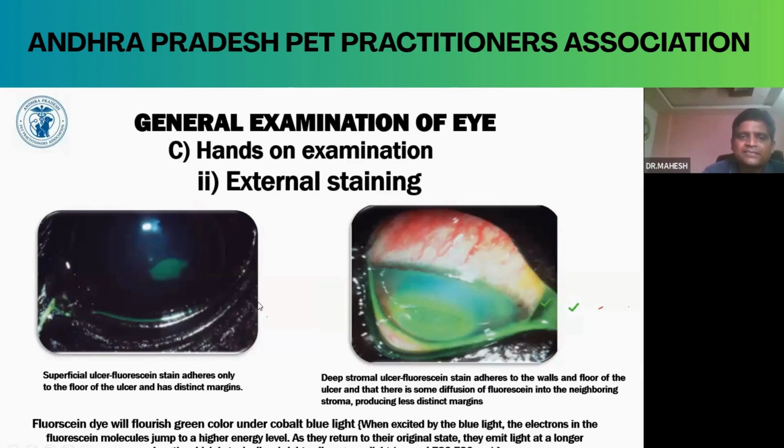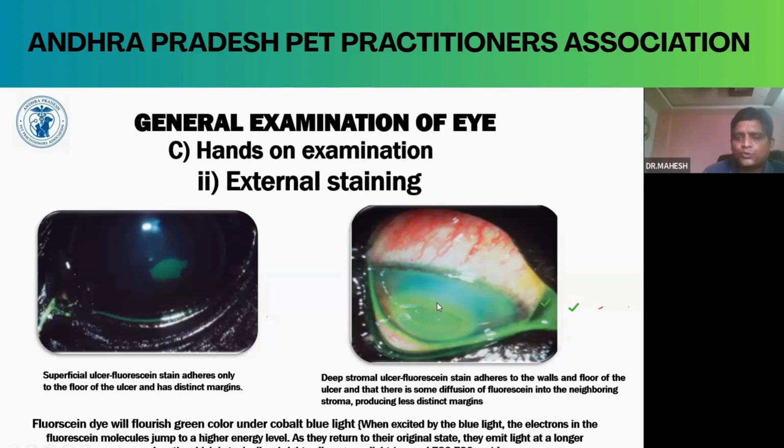Generally, the ulcer, as I said, in the cobalt blue light will fluoresce as an apple green like this. So in the superficial corneal ulcer, you can clearly observe the clear-cut margins of the corneal ulcer. It has distinct margins, and also we can appreciate the floor of the stained part, that is the ulcer. So this is regarding the superficial ulcer.